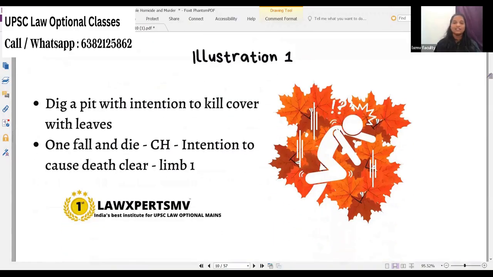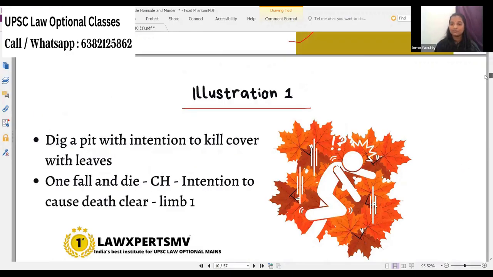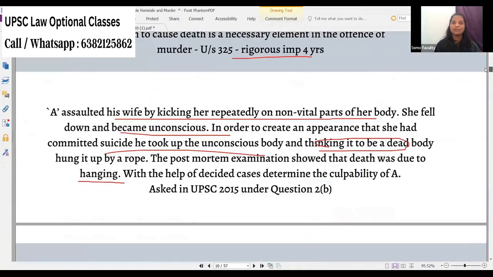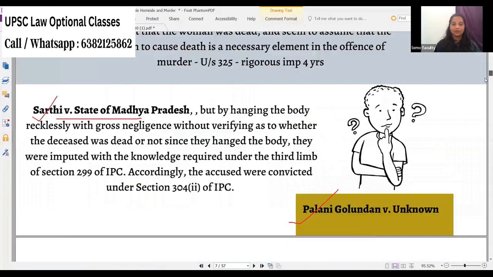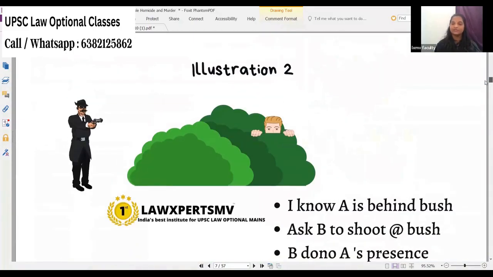So let's go to the 299 illustrations. Illustration 1. Your friend is digging a pit and closing it with leaves, with the intention that you must come inside, fall down and die. This is done with a clear intention of killing you. So this first illustration squarely covers the first limb of 299, that is, you kill a person with the intention to cause death. Now we move on to the second illustration.